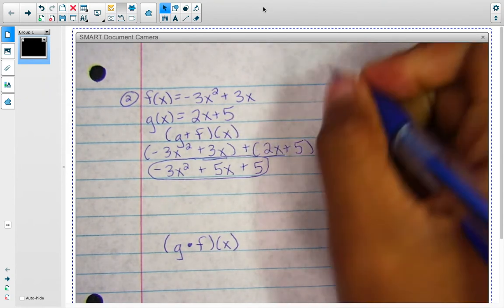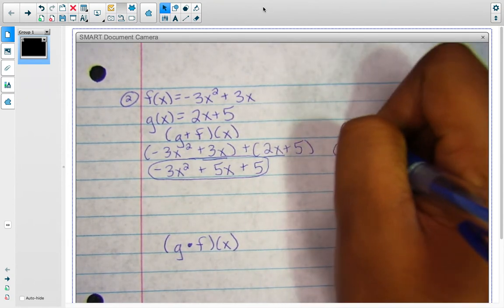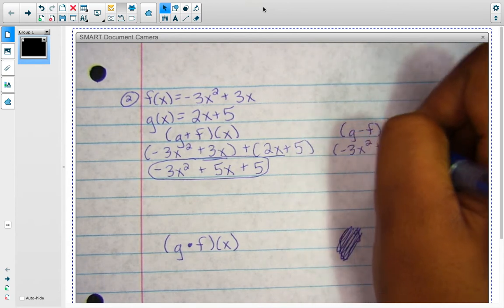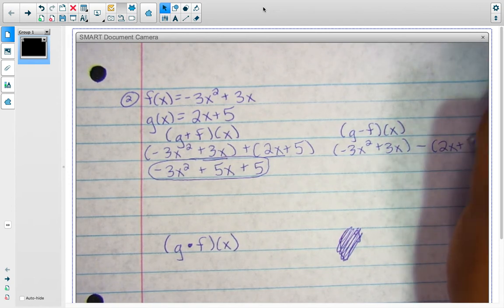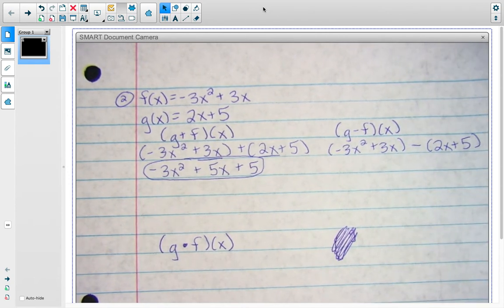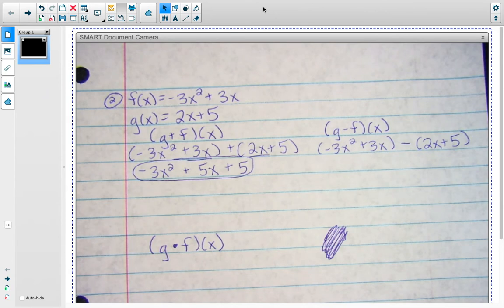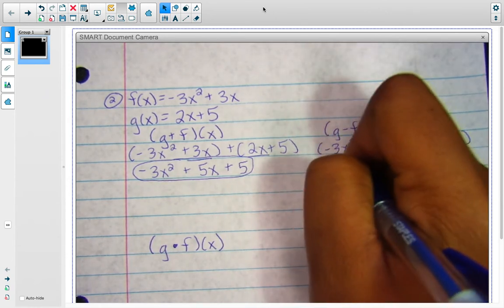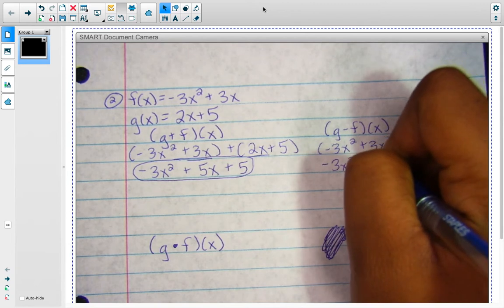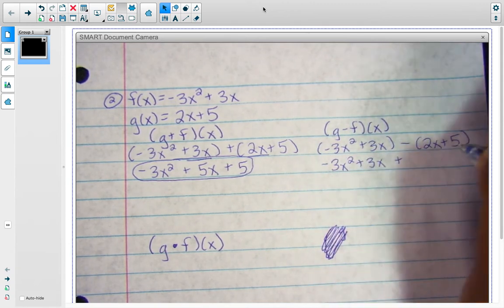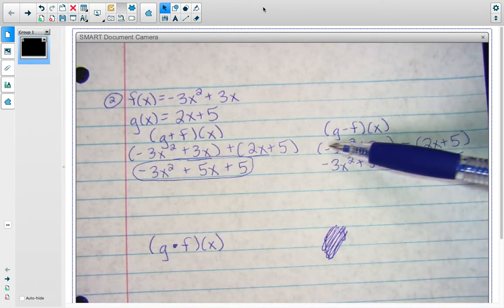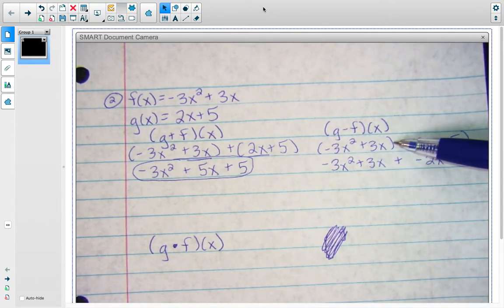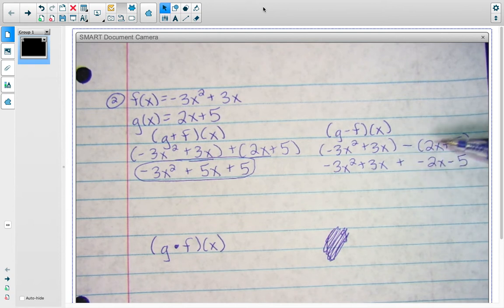Now over here, subtraction, same thing. Let's rewrite the functions that we're working with. This time it's a subtraction problem. I like to use keep, change, change. It lessens your chances of messing up on the sign. So we keep the first one, don't change anything about it. Change subtraction to addition and change the sign of everything after the subtraction sign. So we keep the first function, change subtraction to addition, and then change the sign of everything afterwards.